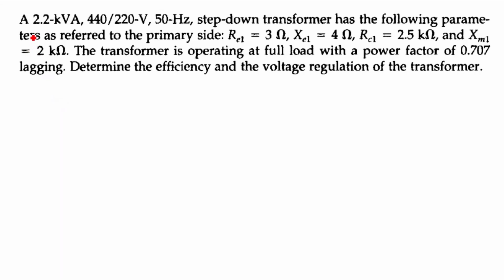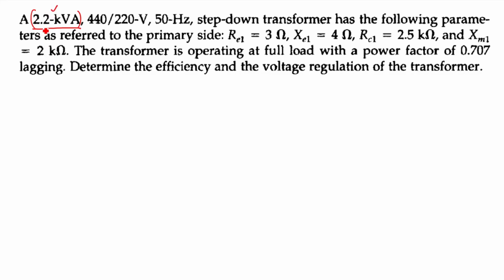So one transformer is given with the rating of 2.2 kVA. This is the kVA rating, this is the apparent power. So transformers are always expressed in the apparent power, because the transformer is a static device and the voltage and current play an important role unless the load is connected. So therefore it is always expressed in the apparent power.